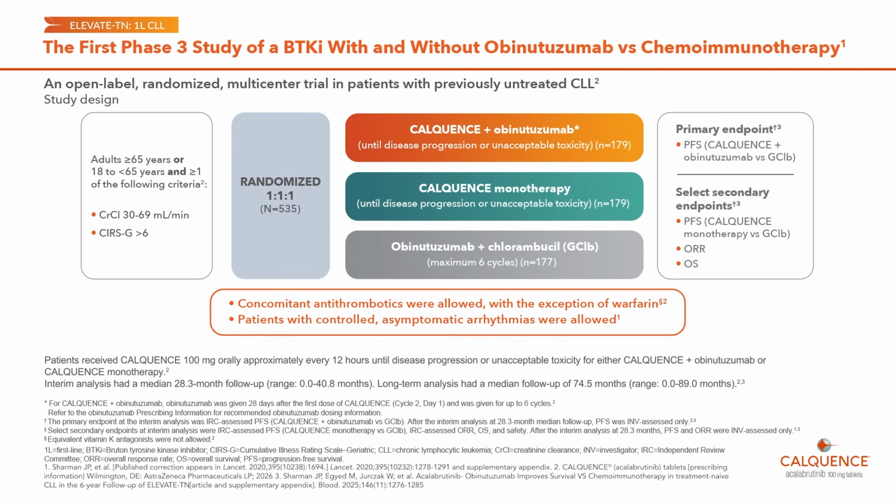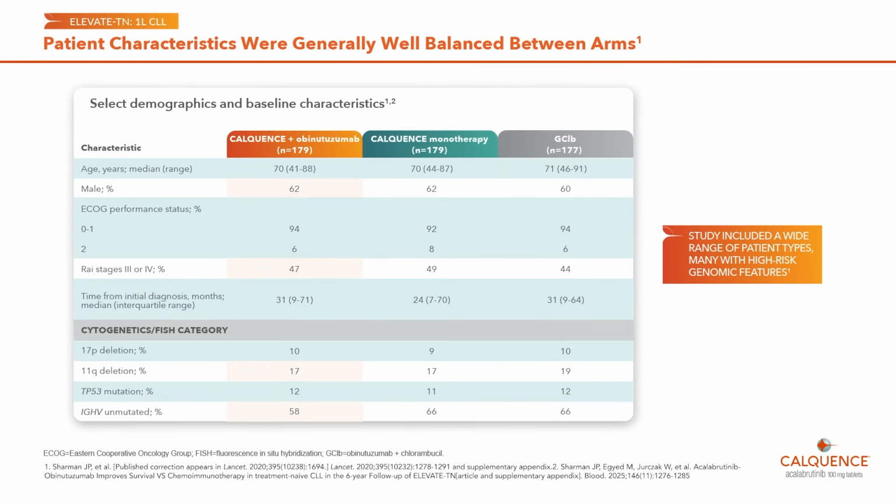The interim analysis had a median 28.3-month follow-up with a range of 0 to 40.8 months. The long-term analysis had a median follow-up of 74.5 months with a range of 0 to 89 months. The table shows that baseline demographic and disease characteristics were similar and generally well-balanced between treatment arms. The study included a wide range of patient types, many with high-risk genomic features.